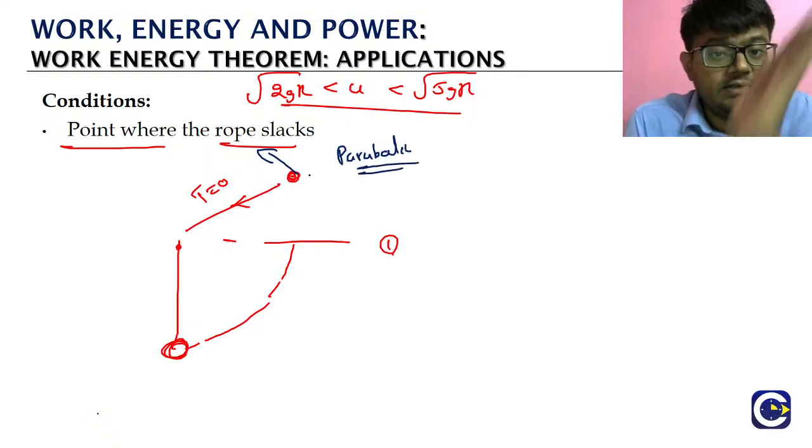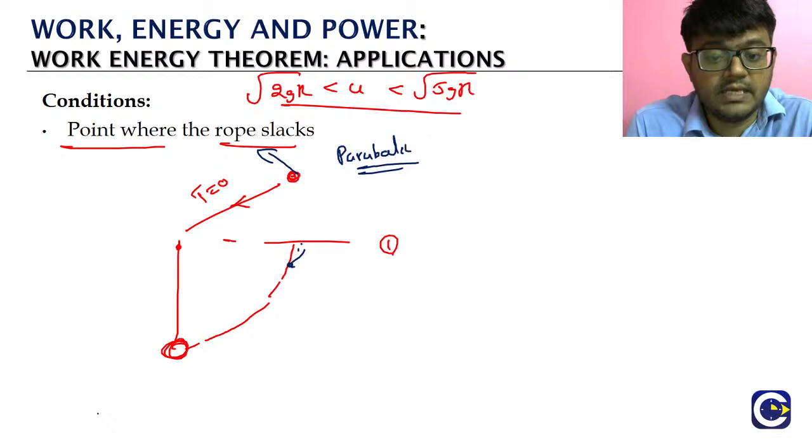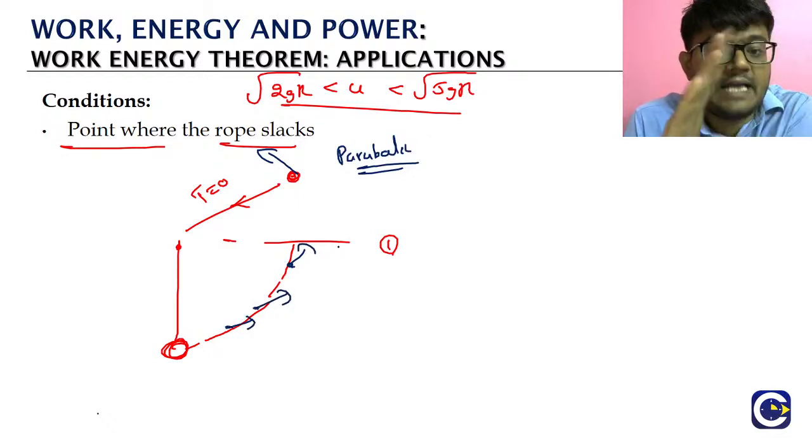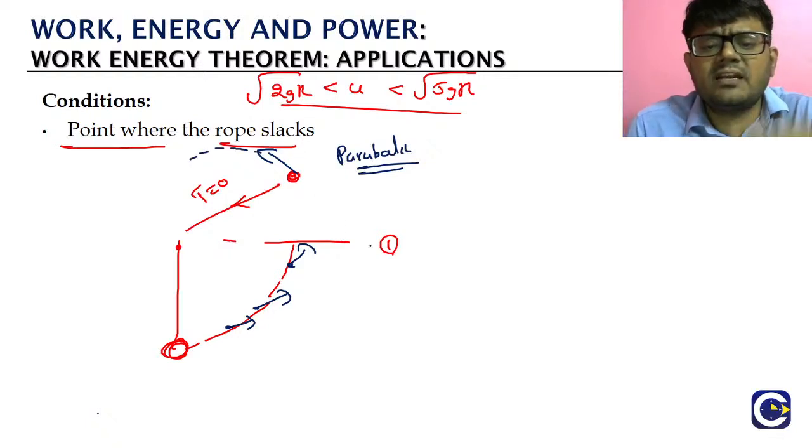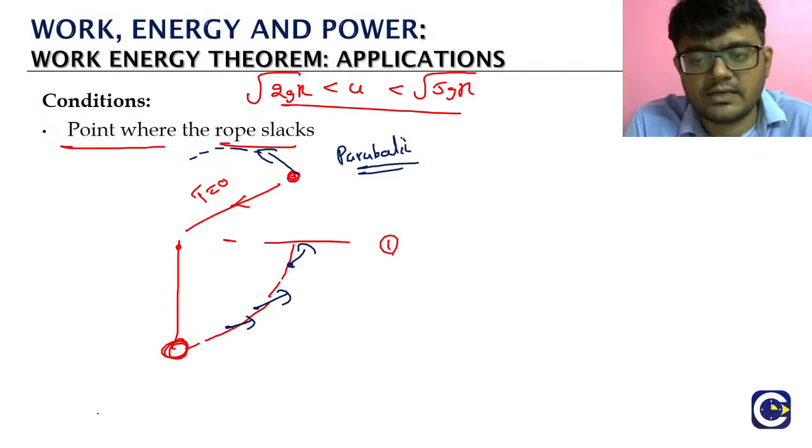Velocity will be along the tangent, because the velocity is always along the tangent to the circle, right? In the tangential direction it will start moving like a free particle. So overall it will have a path which will be parabolic.